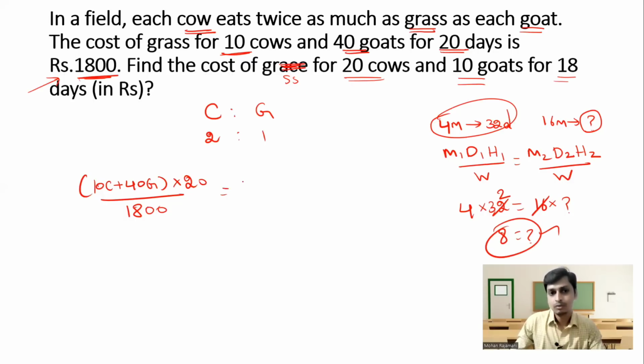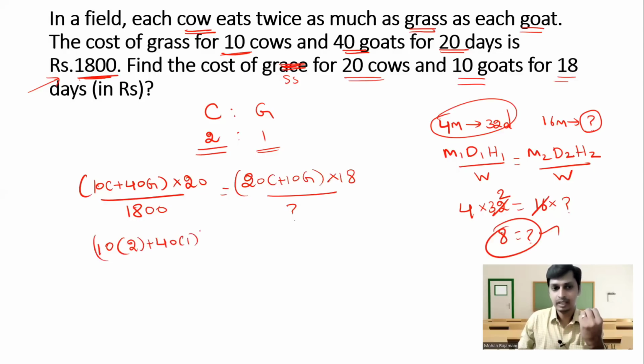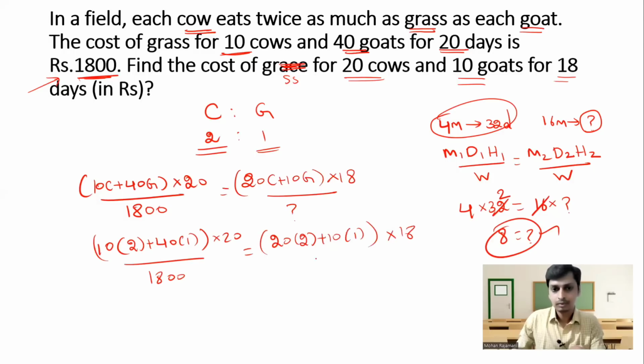Now just equate it. In the second group efficiency, we have 20 cows and 10 goats, right? And you are keeping this for how many days? 18 days. And you have to find how many rupees you have to pay for this. You have C and G, two variables. And we know cows eat twice that of goats, so we can keep this efficiency for C and G. So 10 into, since cows eat twice that of goats, instead of C put 2, and instead of G put 1, into 20, divided by 1800, equivalent to 20 into C is 2 plus 10 into G is 1, into 18, divided by question mark.